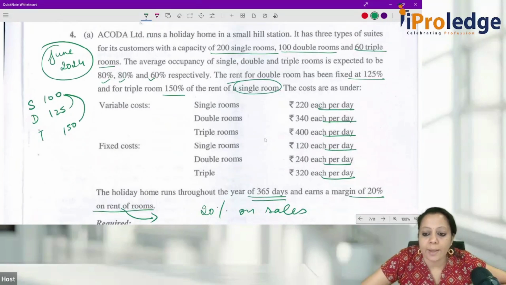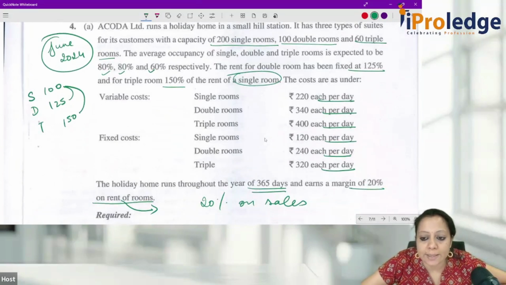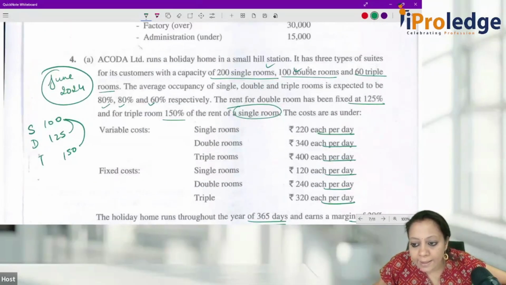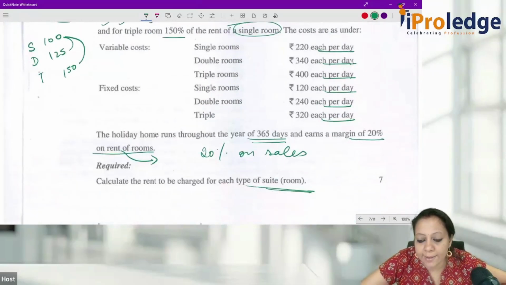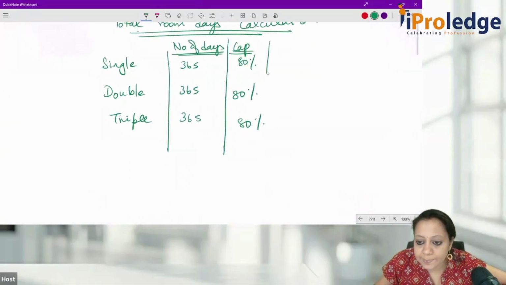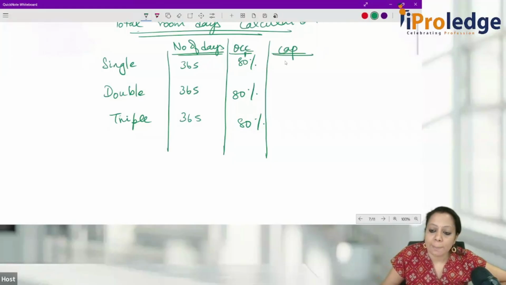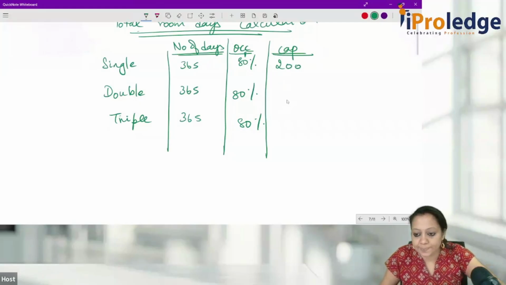Okay. And maximum capacity is single 200, 160. 200, 160. So we can just change this as occupancy. You may get confused when you're revising. This is occupancy, this is capacity. So capacity is going to be 200, 160.